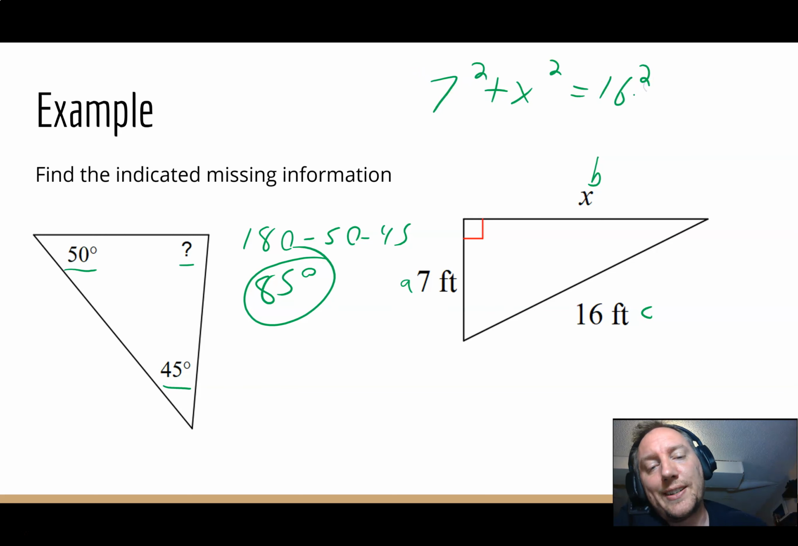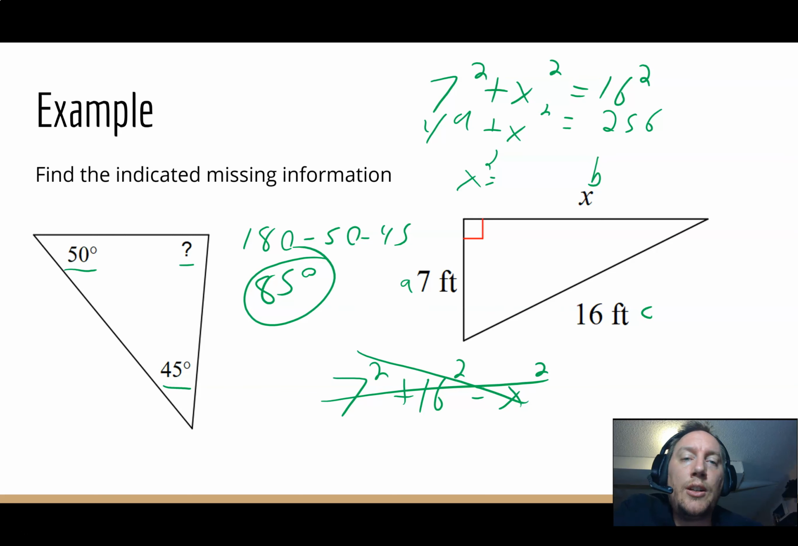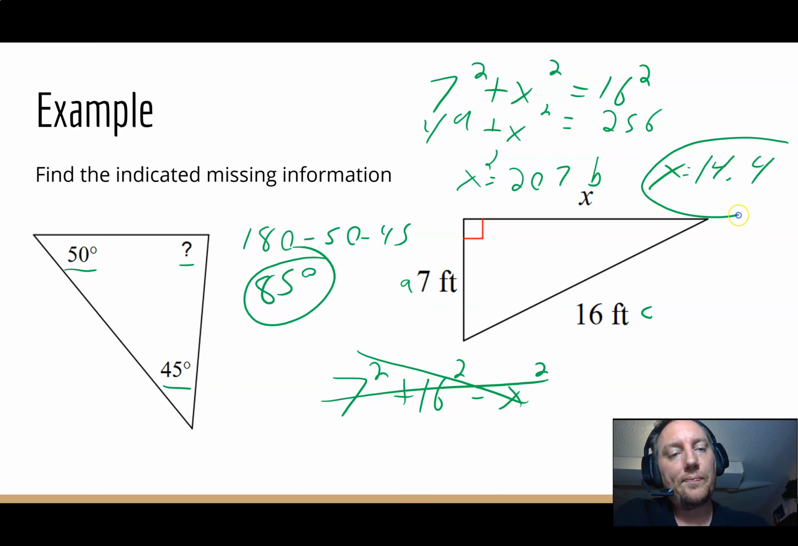So let's see, 7 squared is 49, 16 squared is 256. Subtract, I get X squared equals, let's see, 256 minus 49 is 207. And then square root of 207. Let me check my calculator. 14.38749, blah, blah, blah. So I'm going to say 14.4 feet. So round to the nearest tenth. I think that's what the Schoology quiz says. And you should be good there.